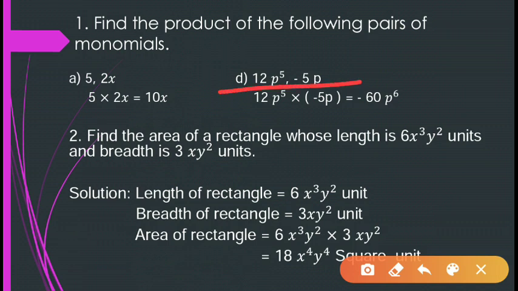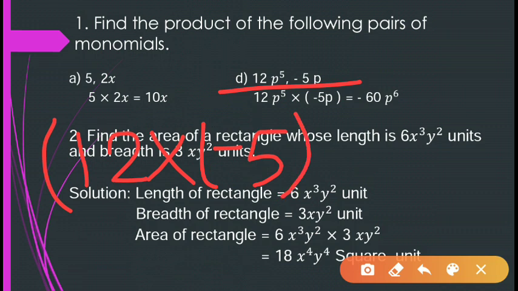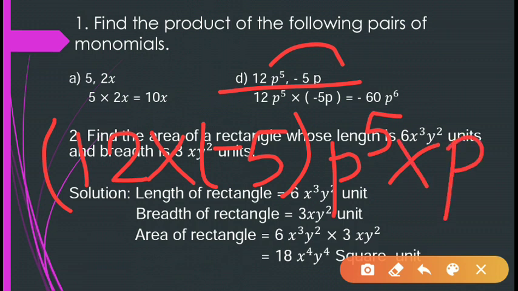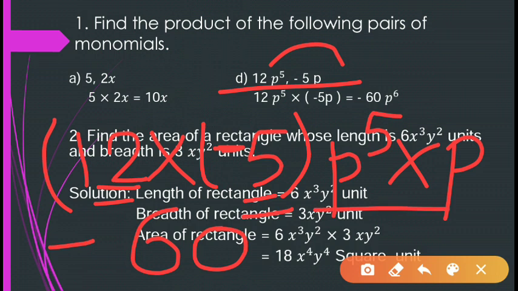Next question, this is your next question. You can do the same. Write the constant terms in one bracket: 12 into minus 5. And then what are the variables? The variable is p to the power 5 into p. When you multiply 12 into 5, you will get 60. And here it is a minus sign, so minus will be as it is. Minus 60. Now, how to multiply this?